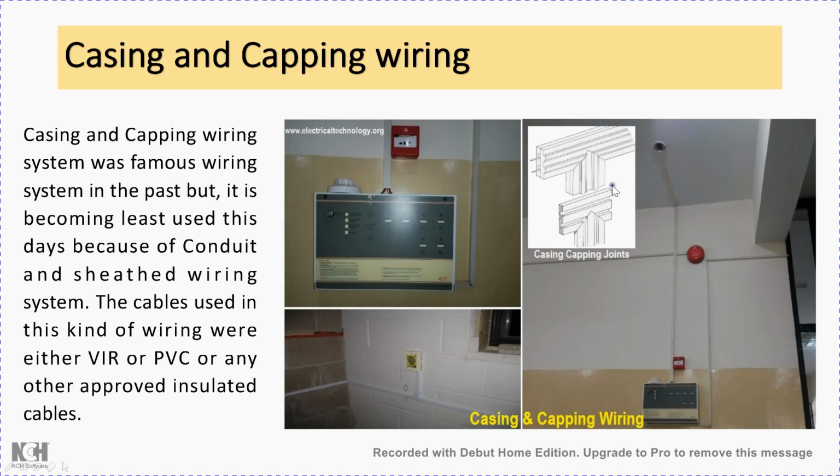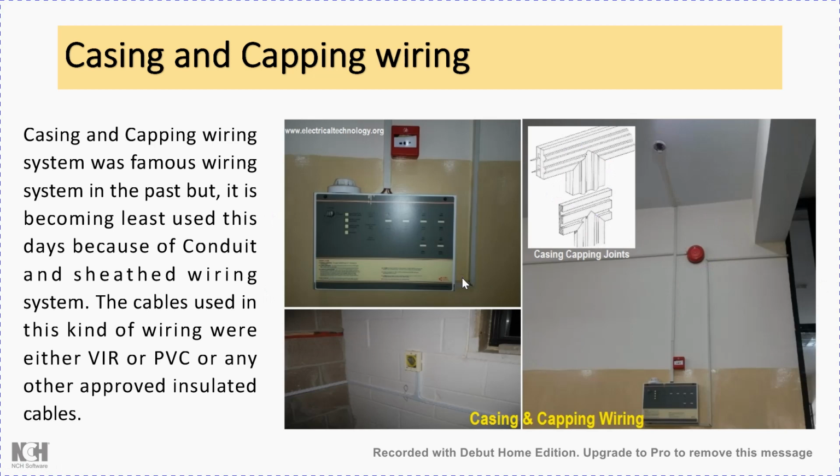Like this, wherever it is required, this type of casing capping can be used. And also here we can see the types of joints possible in casing and capping. Wherever corners are there, or tappings are to be taken, for all types of joints differently shaped casing capping is available, which can be directly bought and placed wherever required. Okay, so this is all about the casing and capping type of wiring.